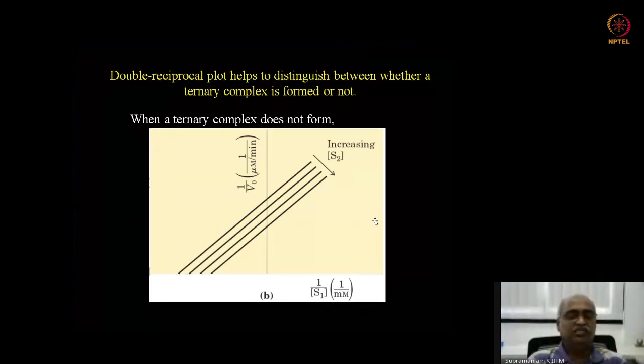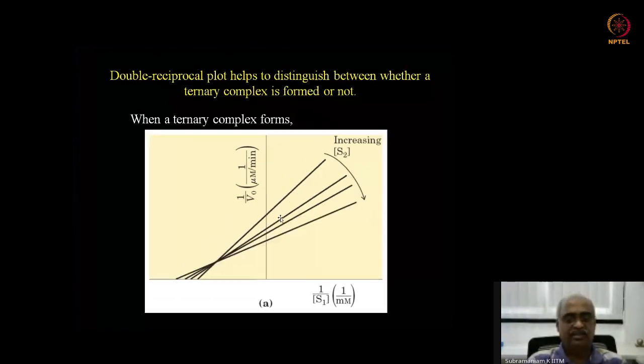So the main point here is, by looking at these lines, whether it is like this or like this, one will be able to tell whether a ternary complex is involved or not. So here you are not really doing any molecular characterization of the protein. Simply by measuring the rate of the reaction, you are able to get an idea of what kind of complex formation happens. So that's the goal of doing kinetics.